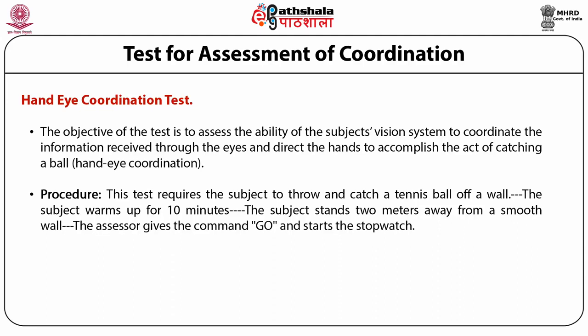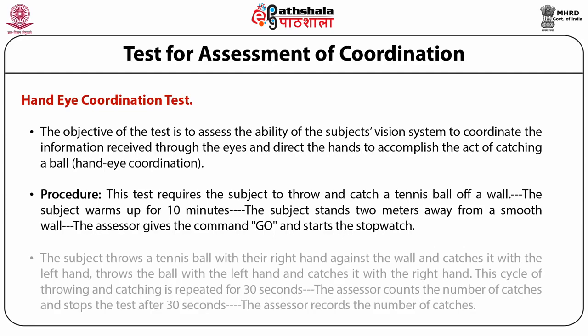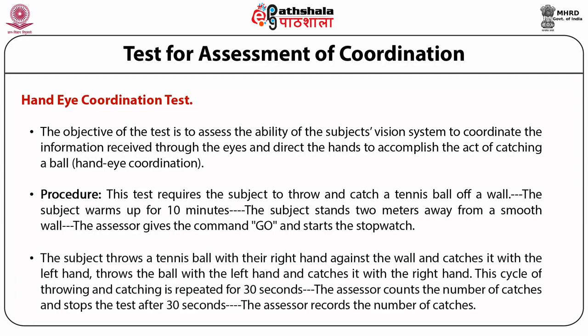The assessors give the command go and start the stopwatch. The subject throws a tennis ball with their right hand against the wall and catches it with the left hand. Then throws the ball with the left hand and catches it with the right hand. This cycle of throwing and catching is repeated for 30 seconds.